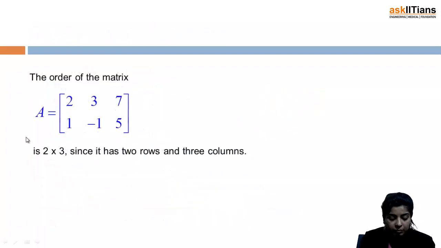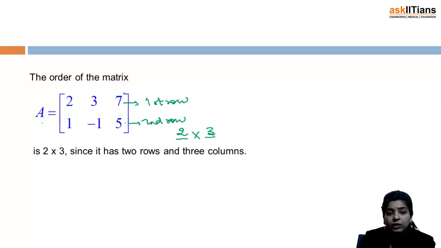Now I have an example for the order of a matrix. We have a matrix A of this form. This is the first row. This is the second row. Whenever you need to compute the order of the matrix, just count the number of rows and write it like this: number of rows by number of columns. So here we have 2 rows and 3 columns, so the order becomes 2 cross 3.